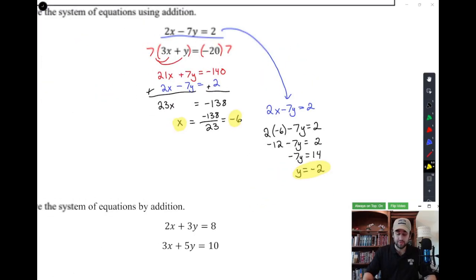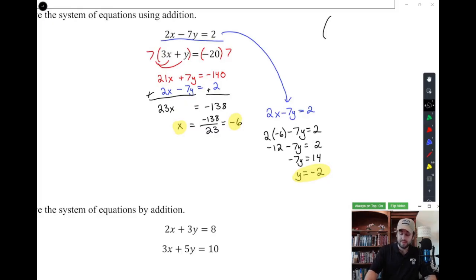And so your solution here is both of those points when you combine them. Negative 6 comma negative 2.